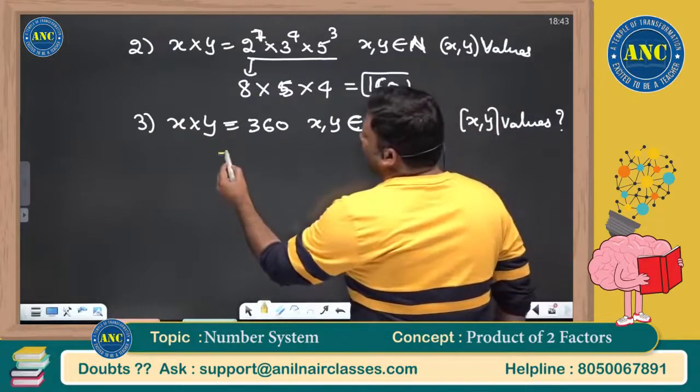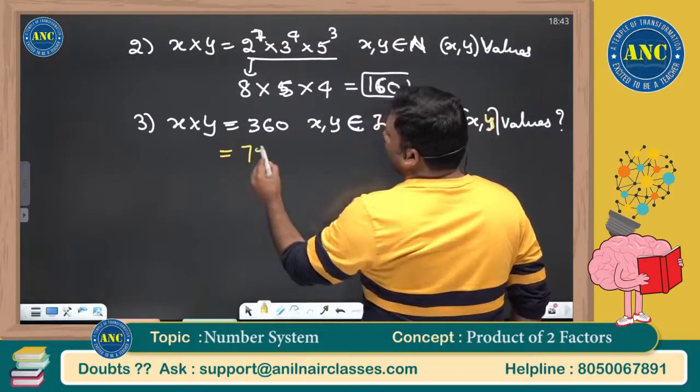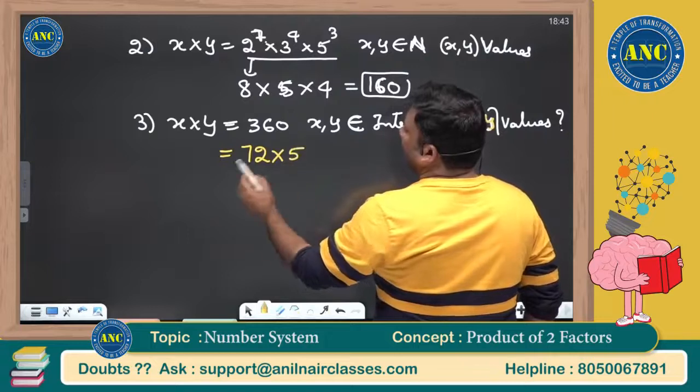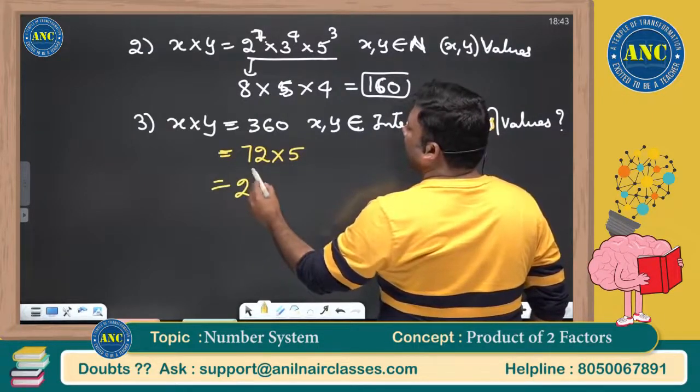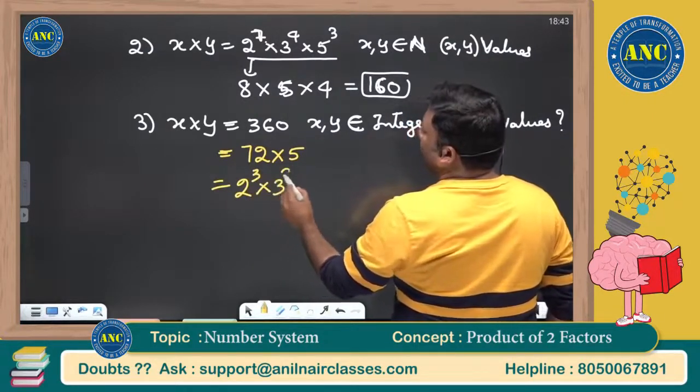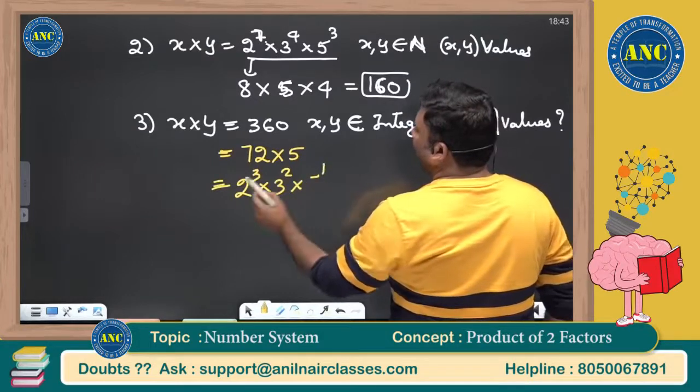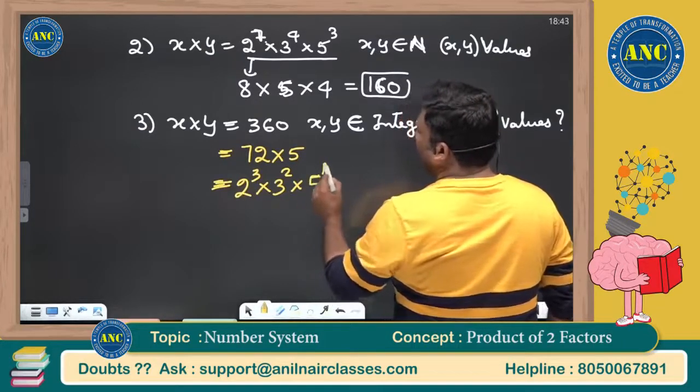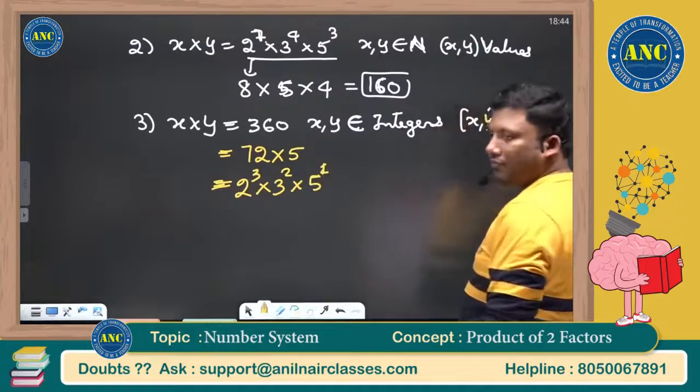360 is nothing but 72 into 5. Write it as a power of prime bases: 2 cube into 3 square into 5 power 1.